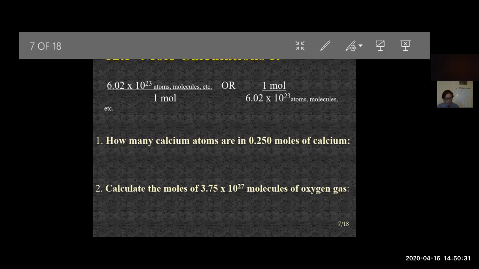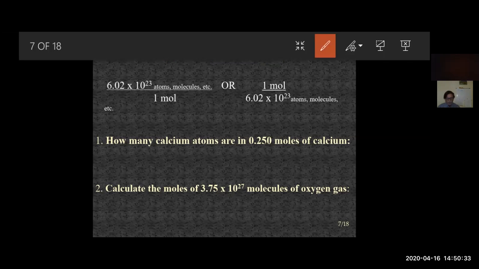So if we look at the first question, they're asking how many calcium atoms are in 0.25 moles of calcium.